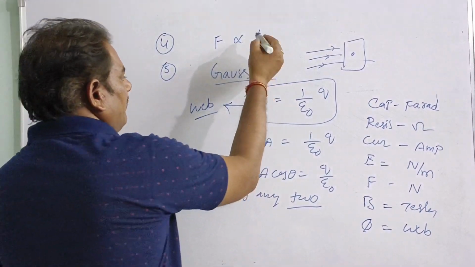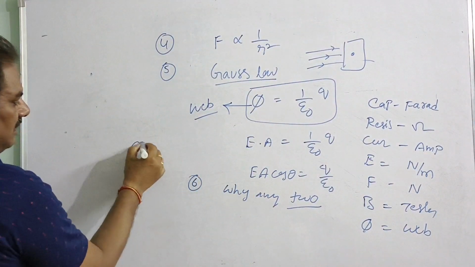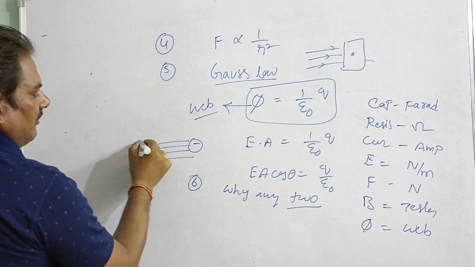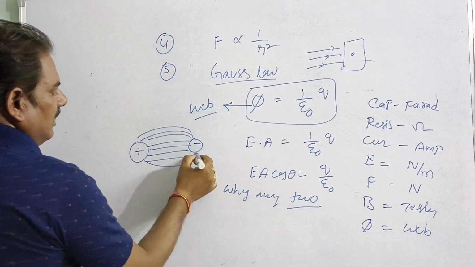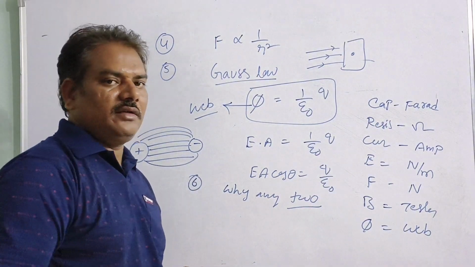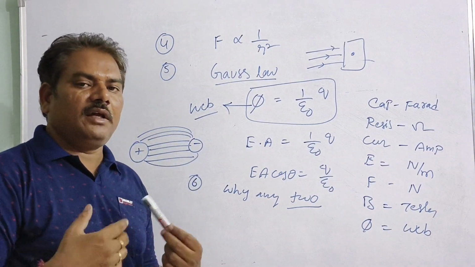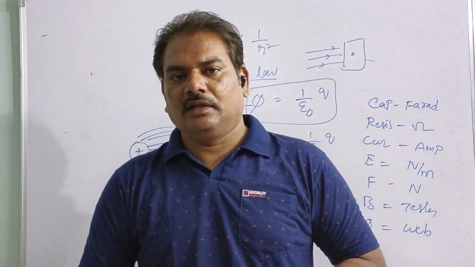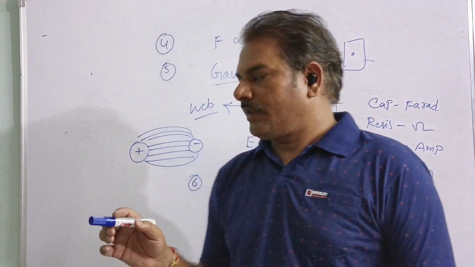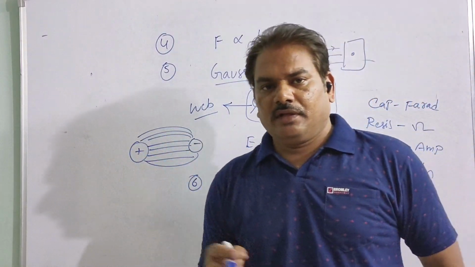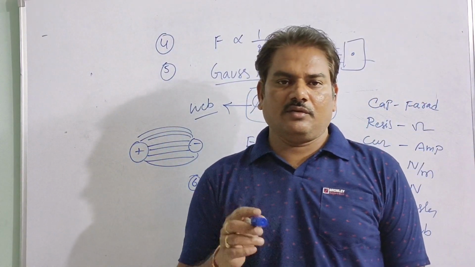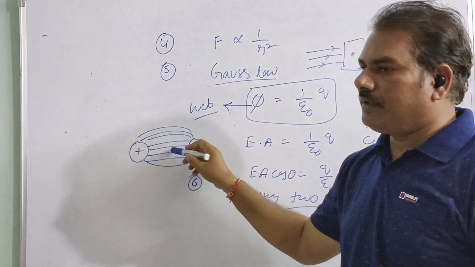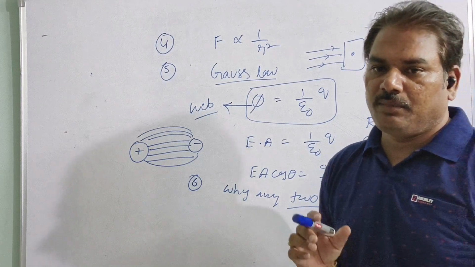Electrical lines are very crowded. This is positive charge and this is negative charge. But electrical lines are very crowded, but any two electrical lines do not intersect. If they intersect, that point would have two field directions, that is impossible.